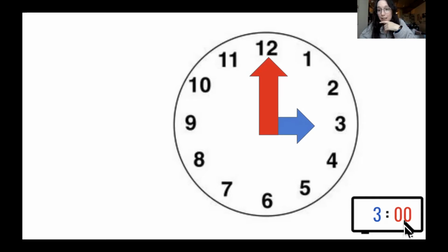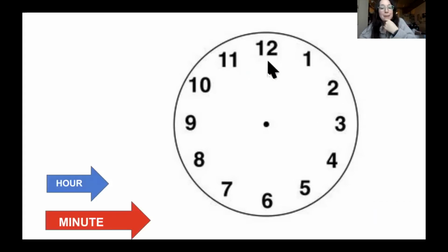3 o'clock. Your turn? Yes, and I say 3 o'clock because the hour hand is pointing to my 3 and 0 minutes have passed. I know that 0 minutes have passed because that minute hand is pointing to the 12 and it means it hasn't moved at all.